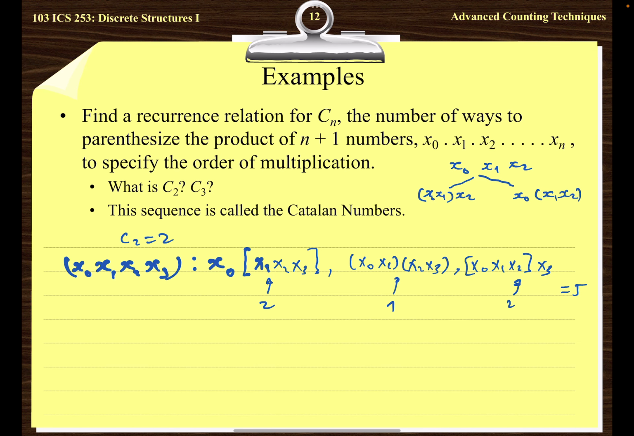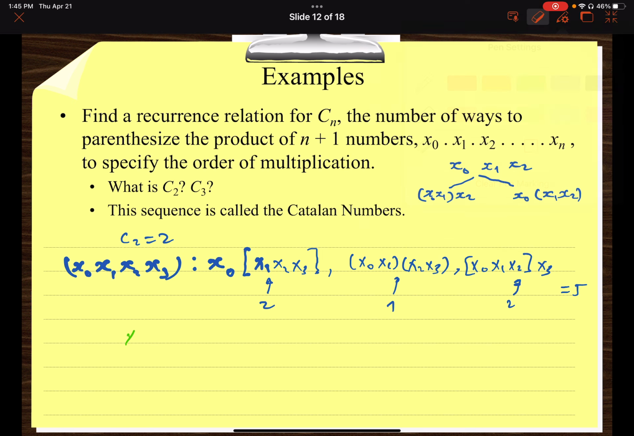Now, did you notice how I find the number of ways to do parenthesization? So assume that I have Cn. So basically I have x0, x1, up to xk, xk plus 1, up to xn. Because I want to find Cn, so I have n plus 1 numbers.